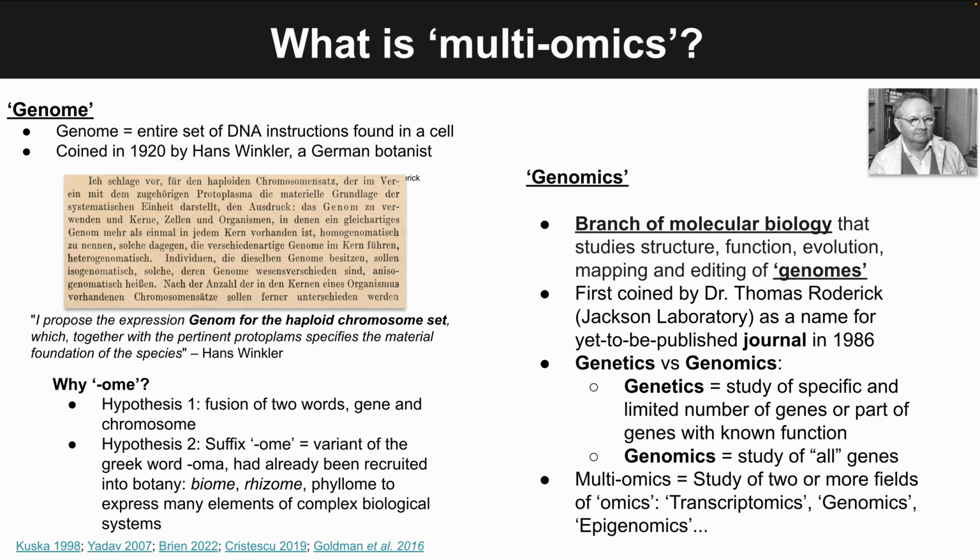This word itself was coined in 1920 by a botanist, Hans Winkler. He writes, I propose the expression genome for the haploid chromosome set, right? So he's very, very specific. It's the haploid chromosome set, which together with the pertinent protoplasms specifies the material foundation of the species, right? So this is the complete set of instructions, the haploid set. So haploid is 1 copy, diploid is the second copy, or the 2 copies together.